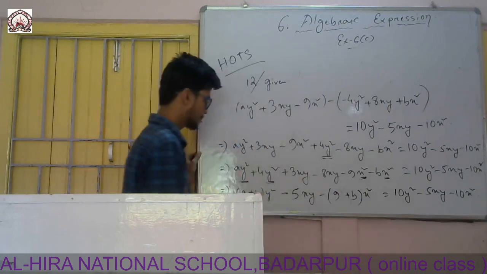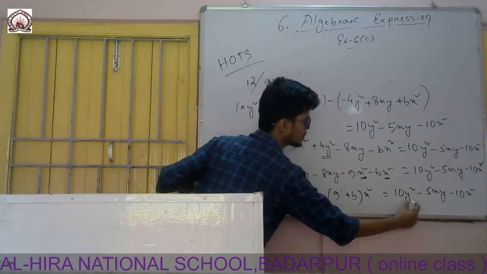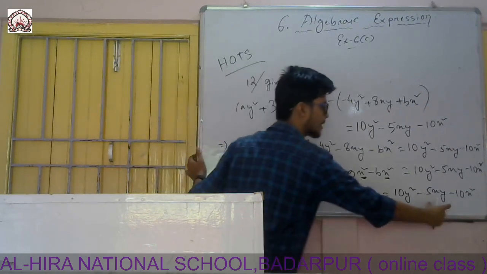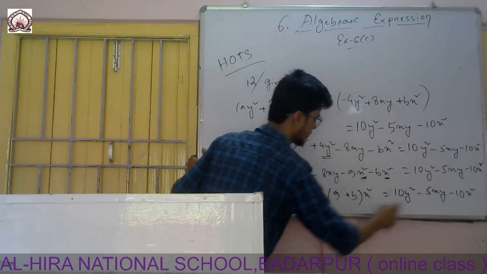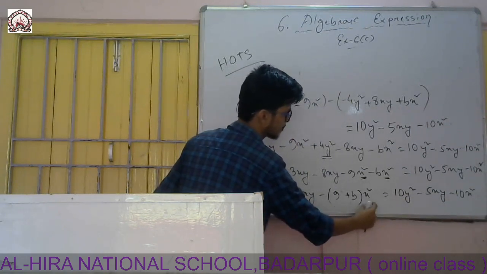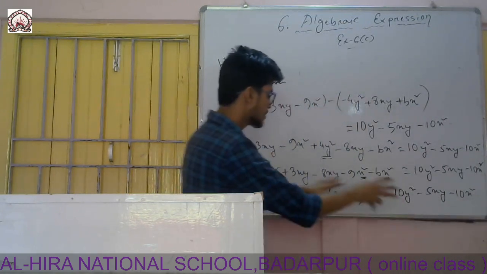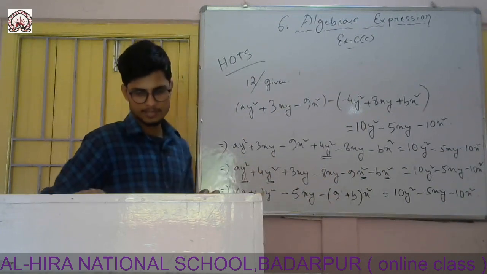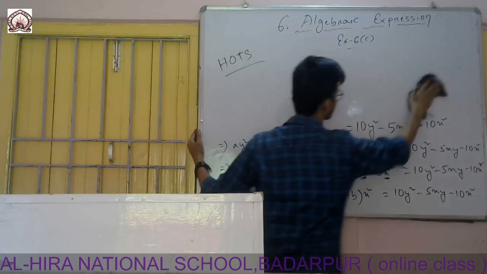Now you see there is a term with y square, there is also a term with y square. There is minus 5xy, there is also minus 5xy, and there again minus, there also minus sign. Then a term is given with x square, there also 10 is given with x square. So both the expressions are the same. So simply we will equate both the parts.